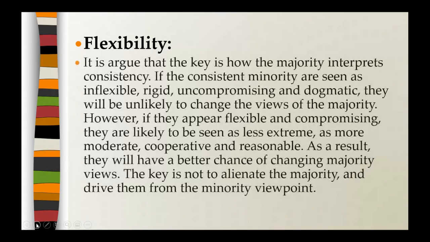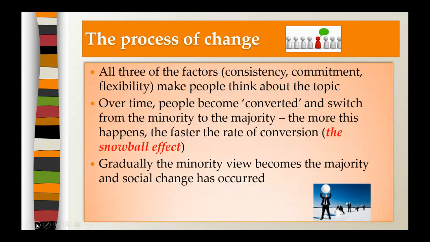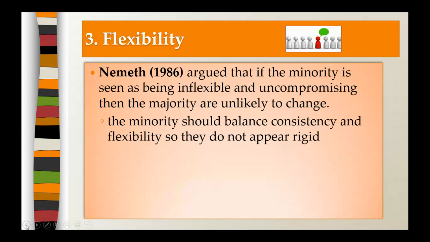The third concept is flexibility. The argument is it's really important how the majority interprets consistency. If a consistent minority is seen as inflexible or uncompromising, they'll be unlikely to change the views of the majority. However, if they appear slightly flexible and compromising, they're likely to be seen as less extreme, and more cooperative and more reasonable, and therefore they'll have a better chance of changing the majority view. Nemeth argued that if a minority is seen as being inflexible, the majority are unlikely to change and follow them. The minority should balance consistency and flexibility. So they want to be consistent in their views, but have some kind of wiggle room in there.